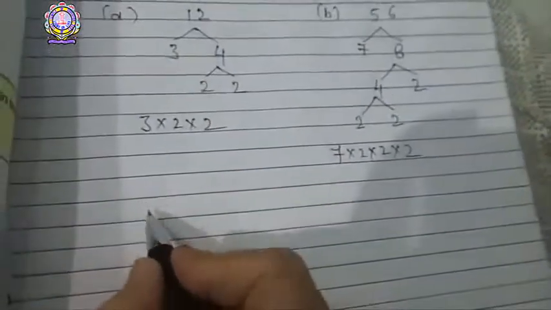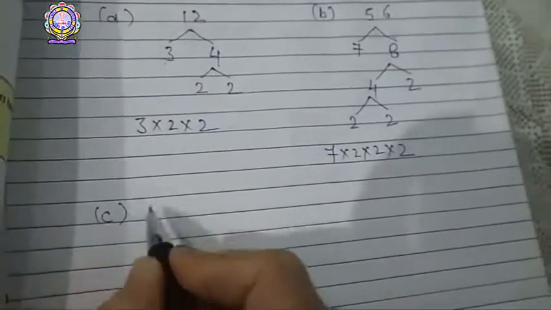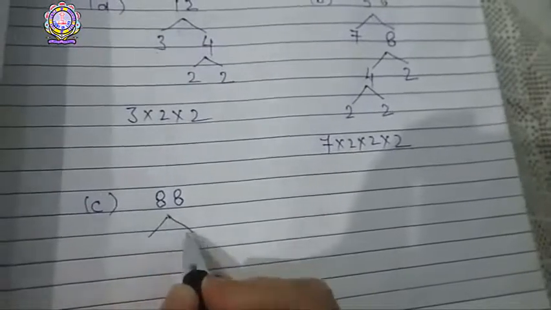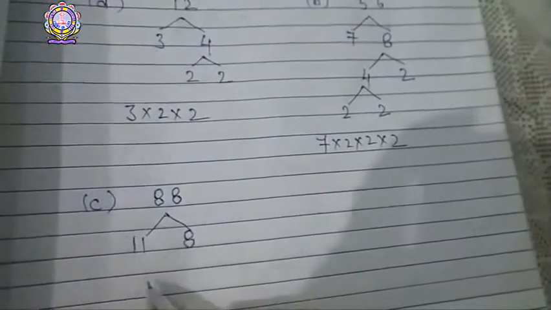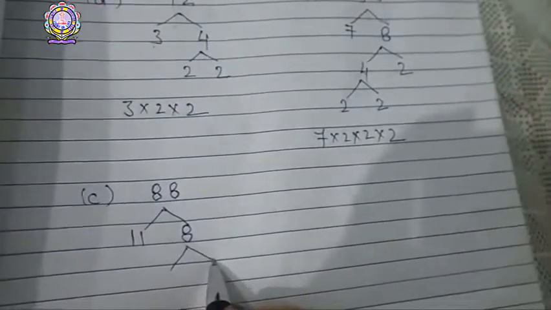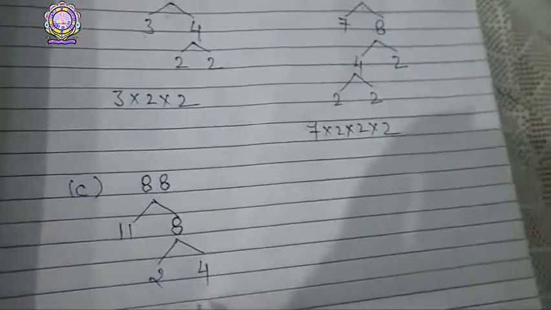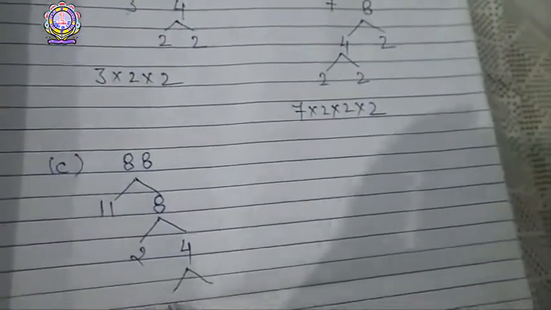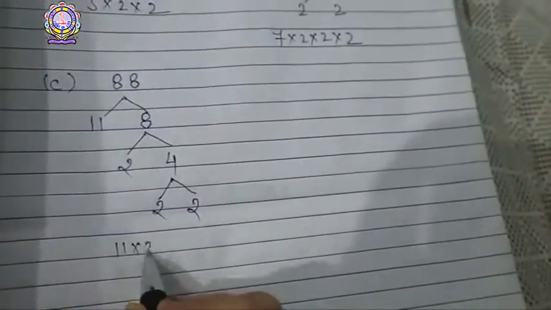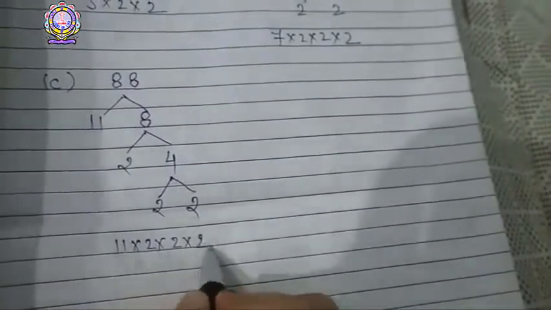Okay, next question is 88, question number C. So divide 88 by 11. 11 eights are 88. Again 11 is a prime number and 8 is a composite number. So 2 fours are 8. Again 2 twos are 4. So the factors of 88 are 11 multiplied by 2 multiplied by 2 multiplied by 2.